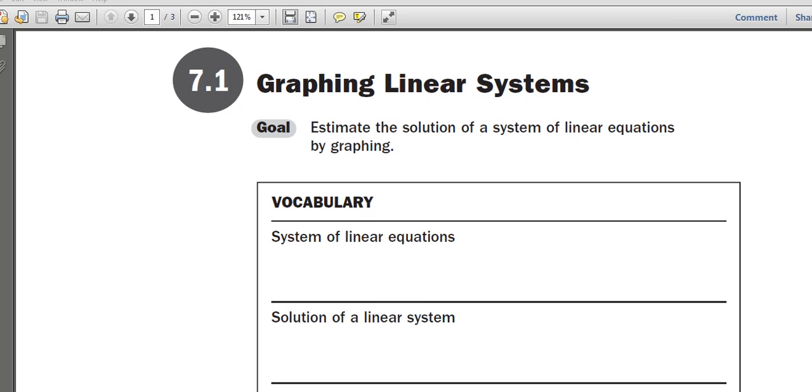So we're going to start Chapter 7 and Section 7.1 by graphing linear systems. And the big word here is graphing. So let's just really focus on graphing. Before we deal with the linear systems part, we're going to do a quick review. So you'll need a sheet of graph paper with a coordinate plane drawn.